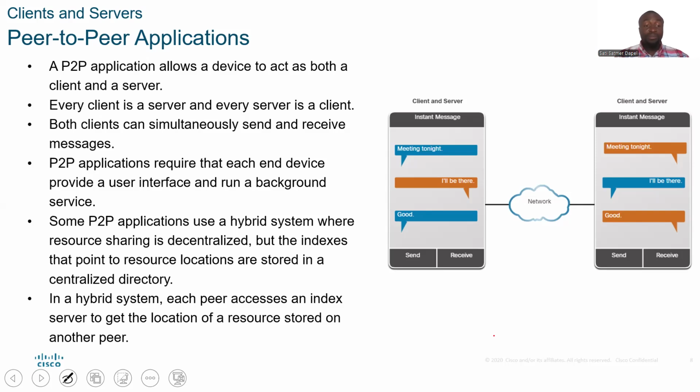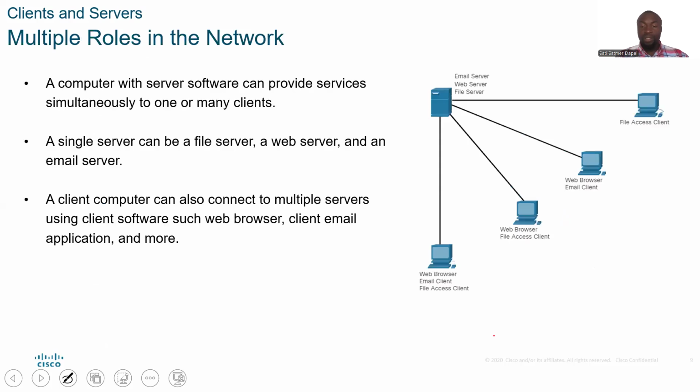That is the P2P. Some P2P applications use a hybrid system where resource sharing is decentralized, but the indexes that point to the resource locations are stored in a centralized directory. All right? In a hybrid system, each peer accesses the index server to get the location of the resource stored on another. Right? So that is just the concept.